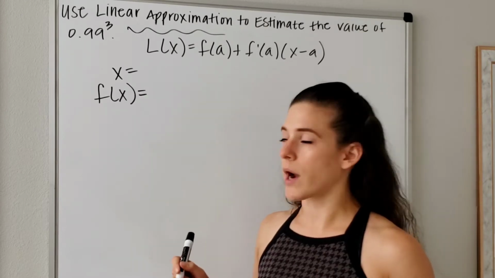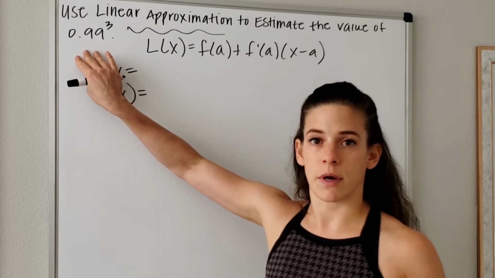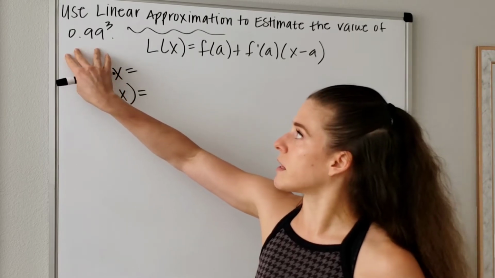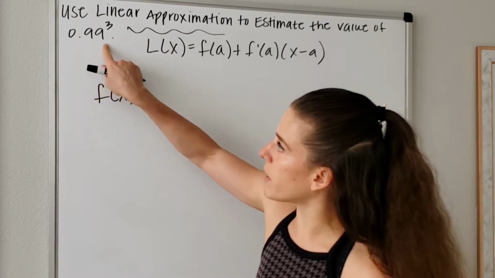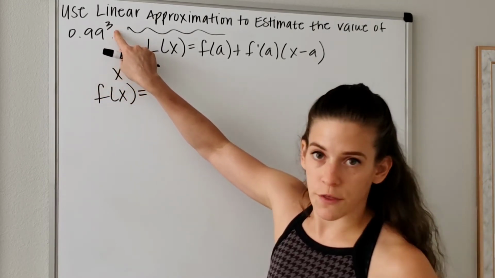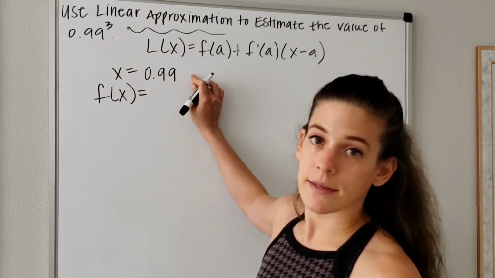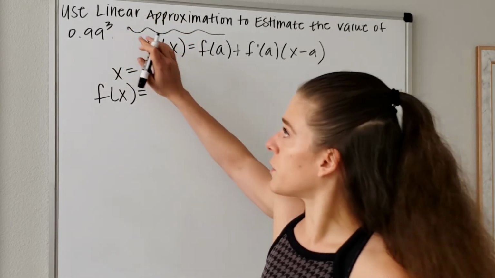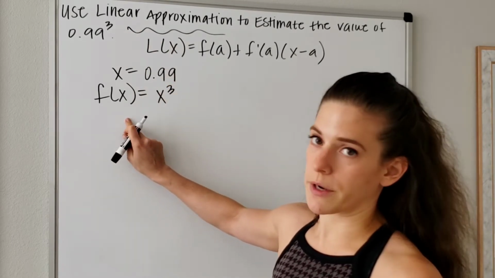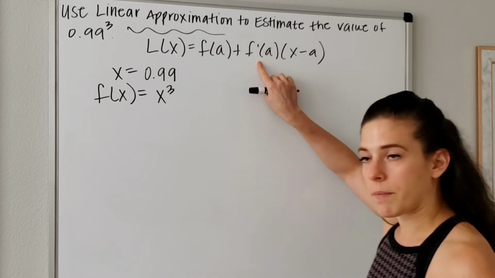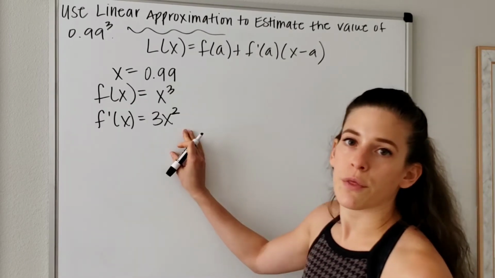First, what is our x and what is our f of x? Well, that is always given to us in the prompt. Look at the number that you're doing some function to. Here we have 0.99 raised to the third power. So that means 0.99 is our x, and since we're raising it to the third power, x cubed is our function. Looks like we're doing a derivative up here, so let's do that calculus. Take the derivative of f, and you get 3x squared.